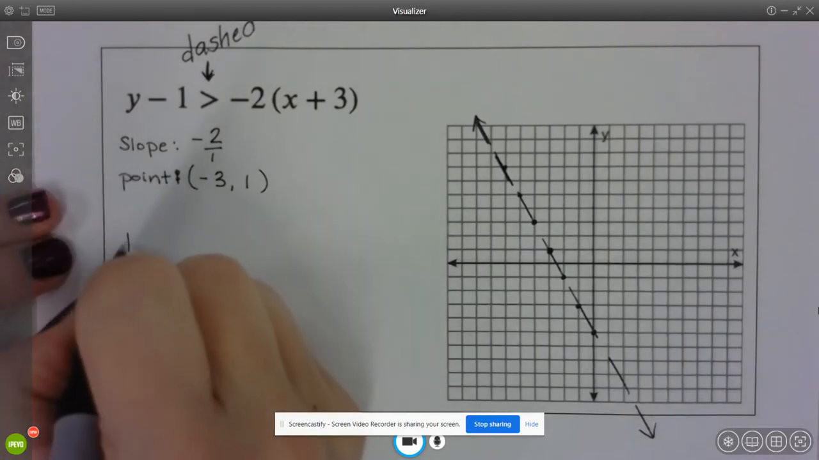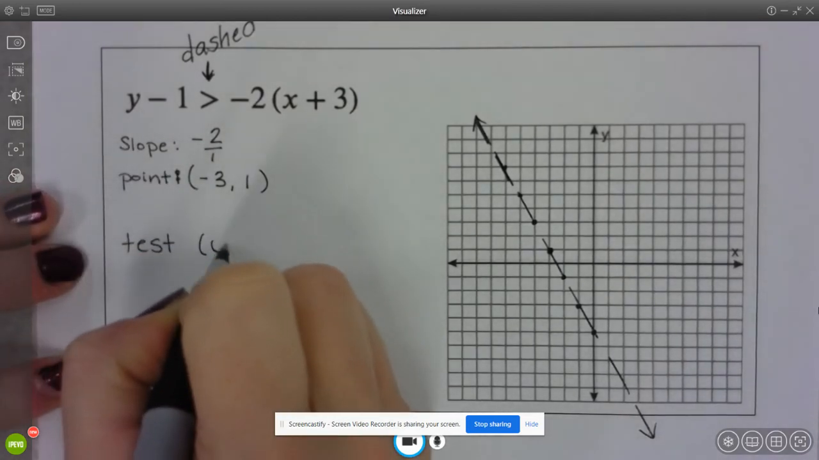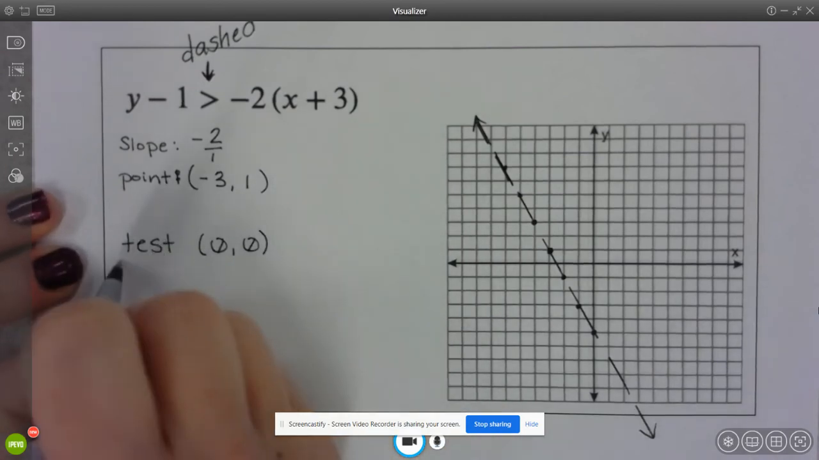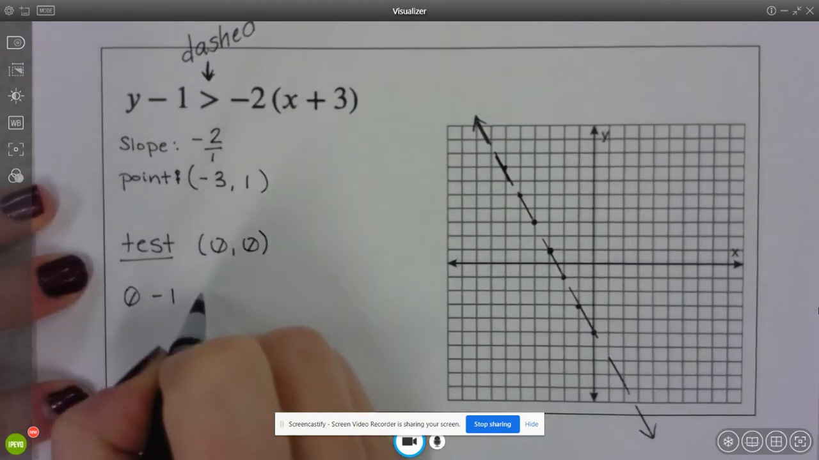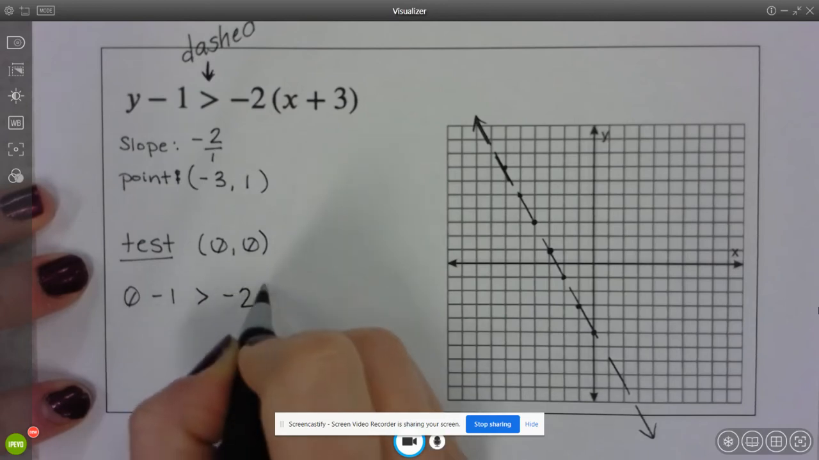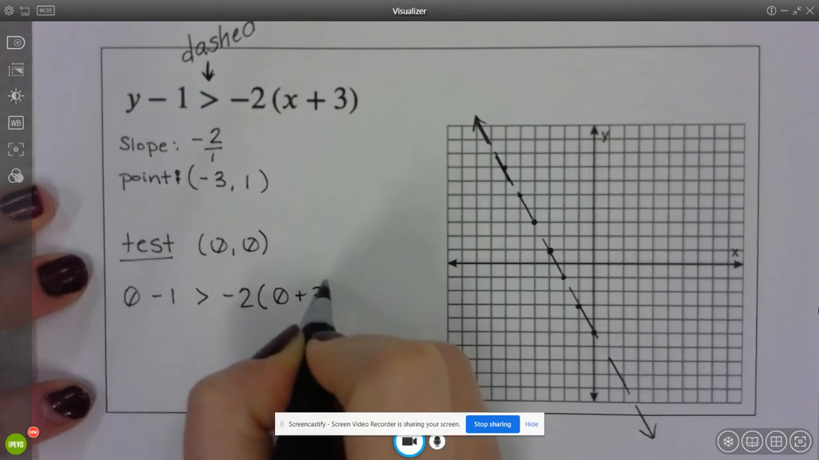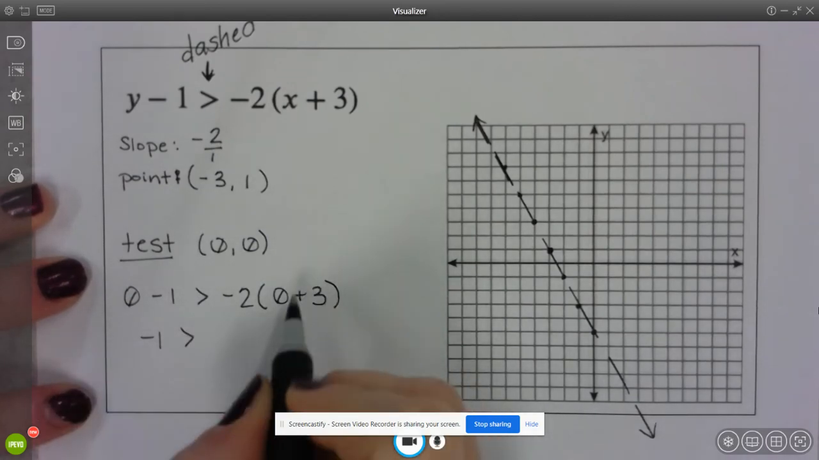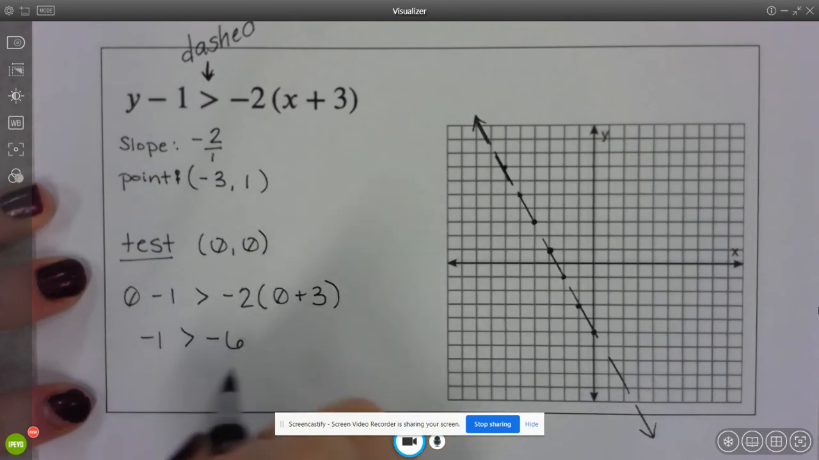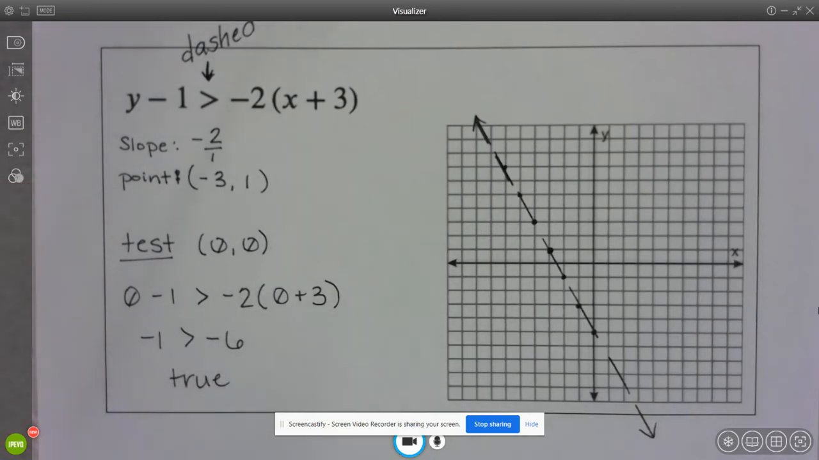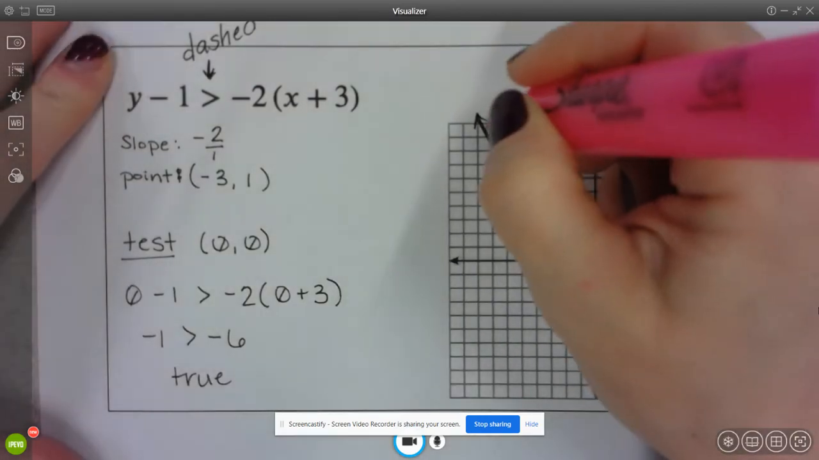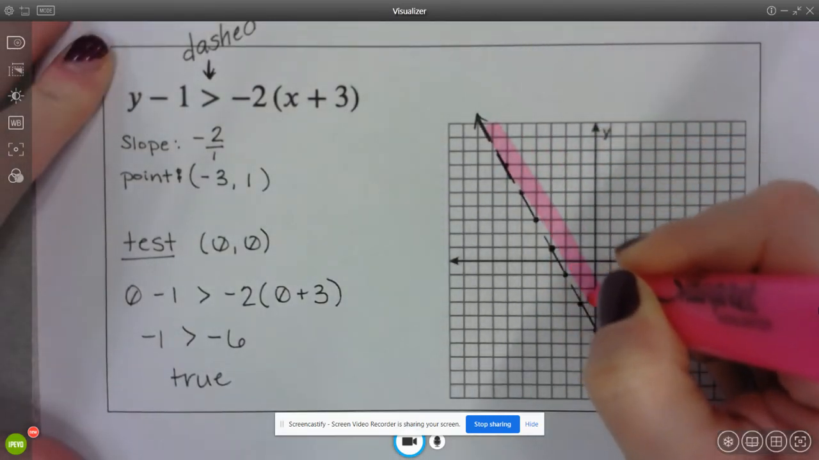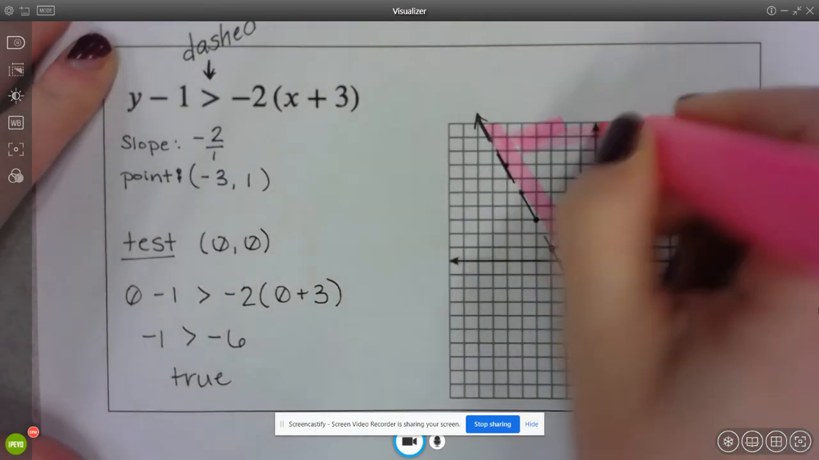So then again, I'm going to test the point (0, 0). So 0 minus 1, and I need to figure out if that's greater than -2 times 0 plus 3. Well, this simplifies to -1. 0 plus 3 is 3, times -2 is -6. That's true. So I'm going to color over the origin because the origin is included in my inequality statement. So it's everything over here.